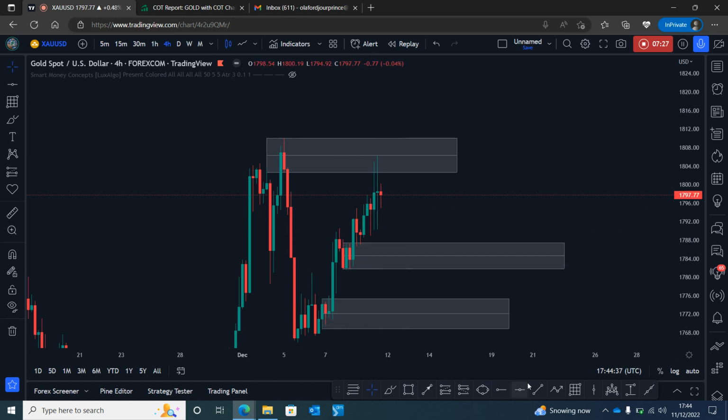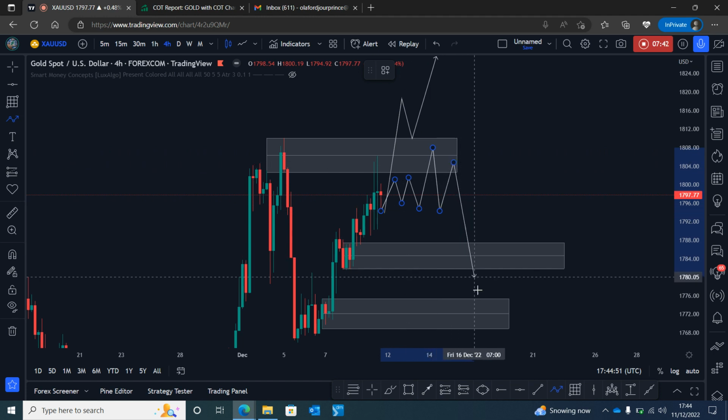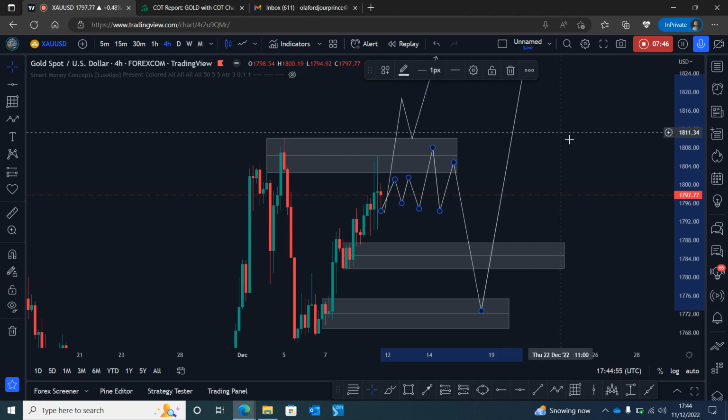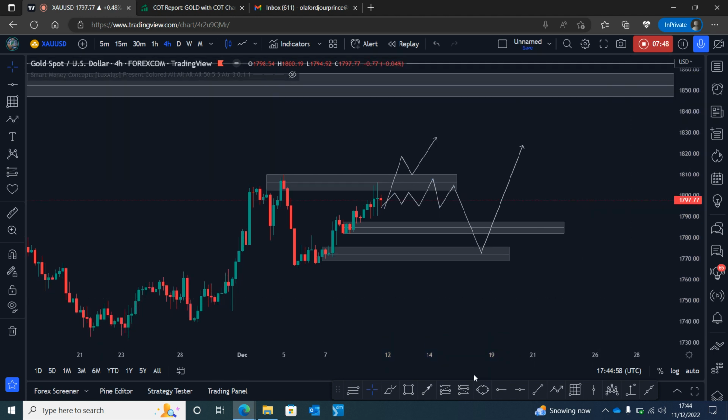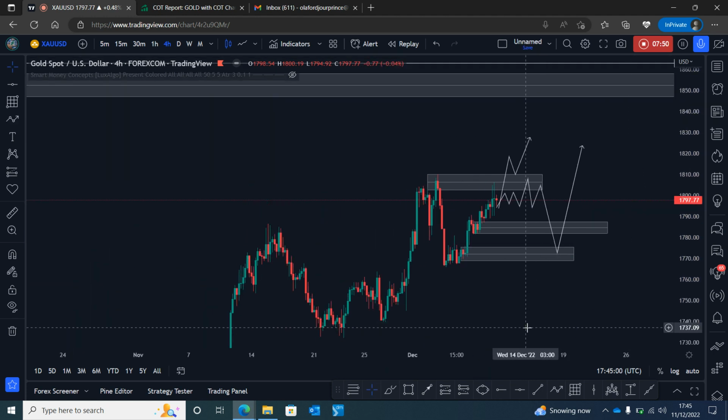So my scenario is either price breaks it, tests and continues upwards, or you can see what we call consolidation, and price comes down here, and then we see a continuation to the upside. So that's my scenario so far on gold.